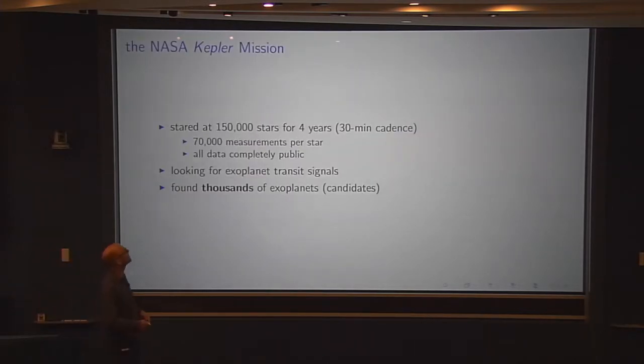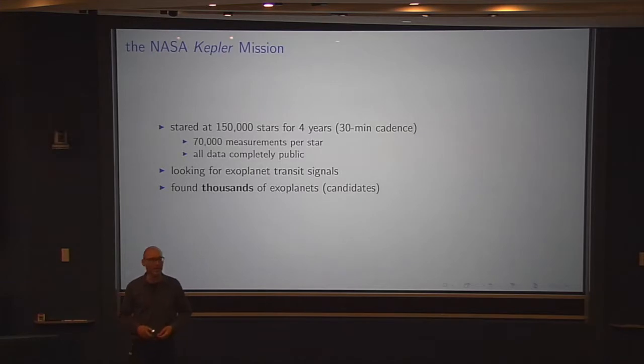Okay, good. So I'm going to talk about the NASA Kepler mission. Everything I'm going to show you in this talk will be Kepler data. It comes from a Kepler NASA satellite. This satellite has two phases. I'm mainly going to talk about its second phase. But its first phase is it stared at 150,000 stars for 4 years and took an observation every 30 minutes.